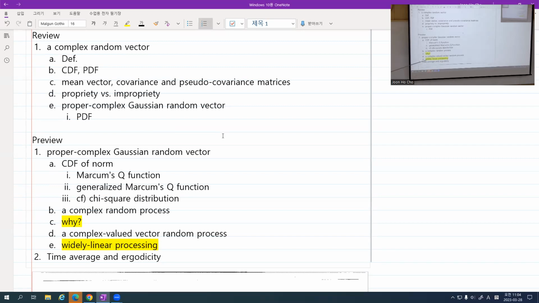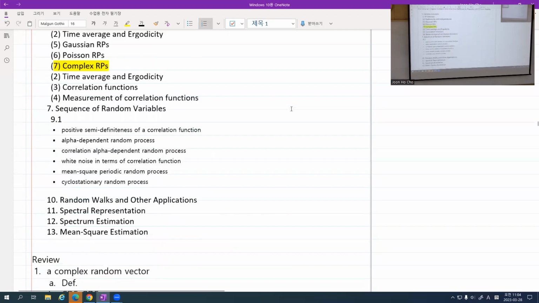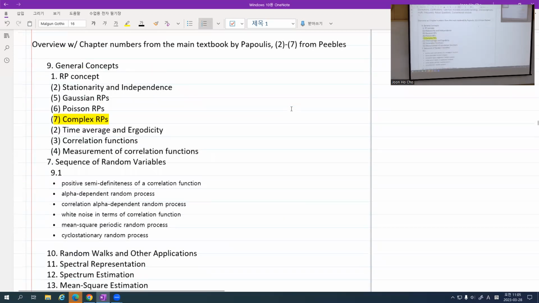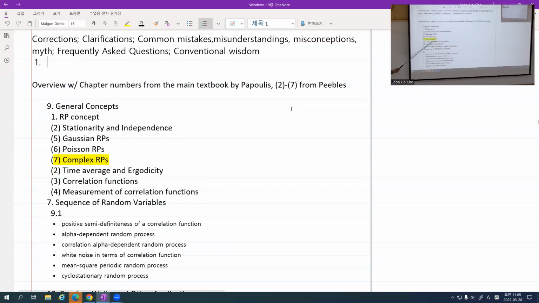And then I will very, very briefly mention widely linear processing, which is a little bit different from the popular linear processing of complex valued variables, vectors, processes, etc. And then we will study time average and ergodicity as stated here. Got it?